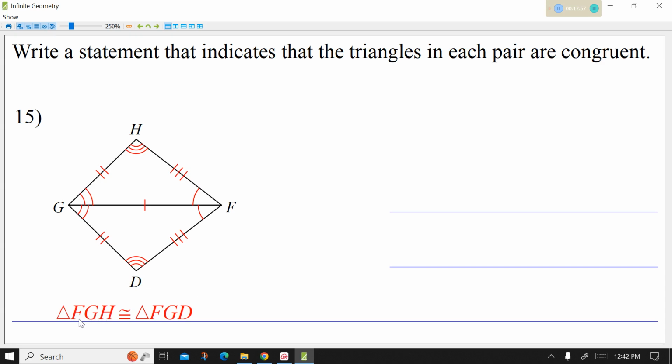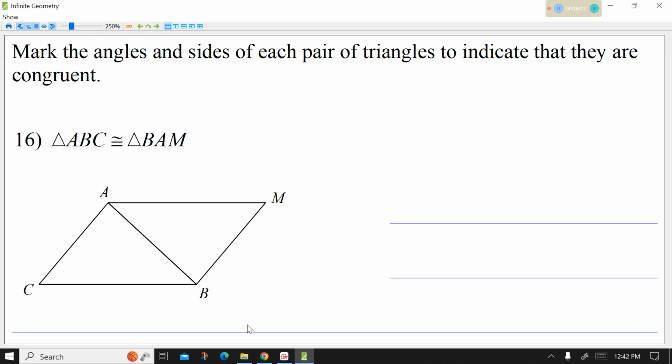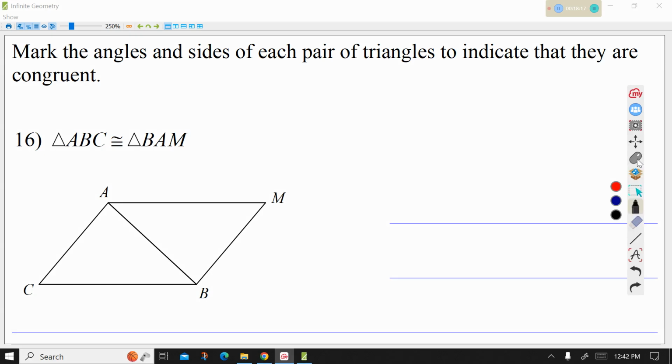I understand there might be more than one answer, and the only thing that would be different would be the order of these letters, but F would still match up with F, G has to match up with G, and H has to match up with D in this case for this to be true. Okay, now we're going to talk about how to mark up the sides of the shape, and then we'll conclude the video.